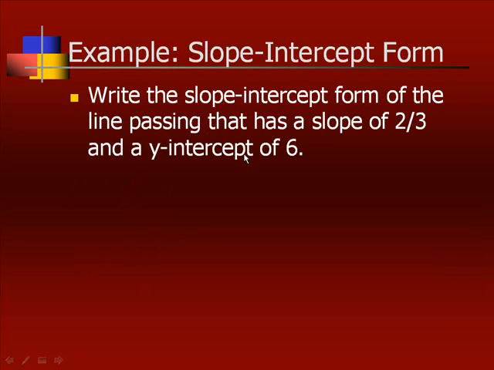Okay, try another one. Write the slope-intercept form, that's y equals form, of a line that has a slope of 2/3, m equals 2/3, y-intercept is 6, which means b is 6. Slope-intercept says, hey, we know the slope, we know the y-intercept, let's plug it in. y equals 2/3 x plus 6. That's our equation.